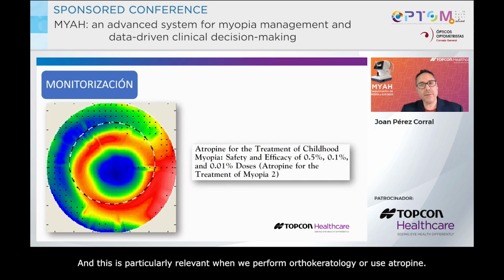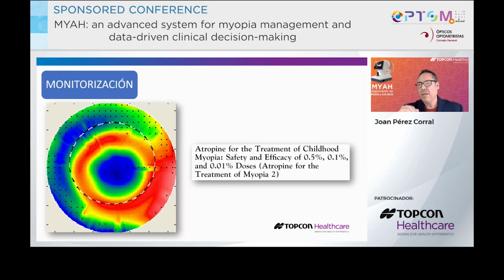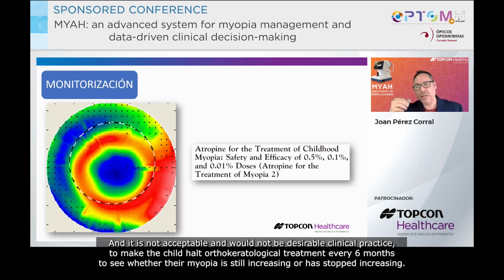And this is particularly relevant when we perform orthokeratology or use atropine. When we perform orthokeratology, it is very difficult to obtain a prescription for the child as the diopters, the prescription, are hidden by the orthokeratological effect. It is not acceptable and would not be desirable clinical practice to make the child halt orthokeratological treatment every 6 months to see whether the myopia is still increasing or has stopped increasing.